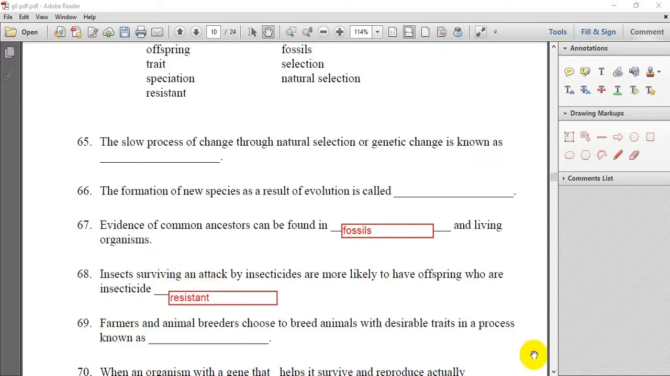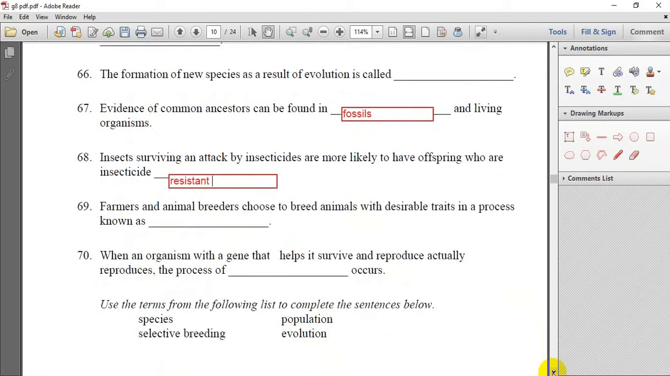Question 69. Farmers and animal breeders choose to breed animals with desirable traits in a process known as selective breeding. And this selective breeding is to ensure that the offspring will have the desirable traits. When an organism with a gene that helps it survive and reproduce actually reproduces, the process of what occurs? If you remember, the best adapted organisms, when they survive and reproduce, we call this natural selection. Next question.